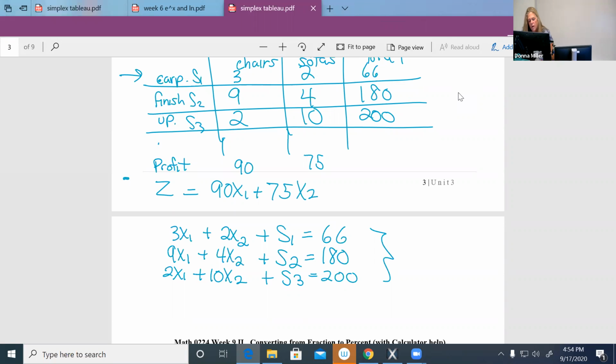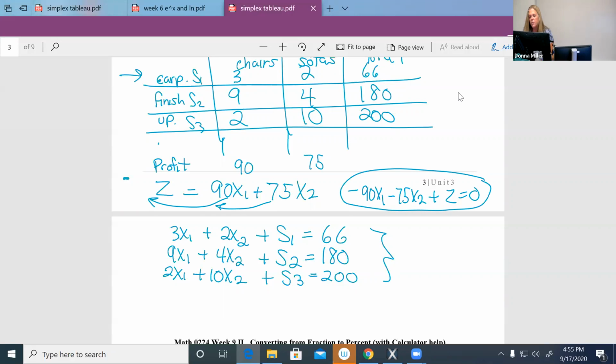So to use it in the matrix, you're going to move everything over to one side and set it equal to 0. You're going to keep Z as positive and move x1 and x2 over. So if I move these over to the other side, I get negative 90x1 minus 75x2 plus Z equals 0. So this is my objective. This goes in the bottom row. You must have it set to 0, and you have to have the negative x1 and x2 in there.